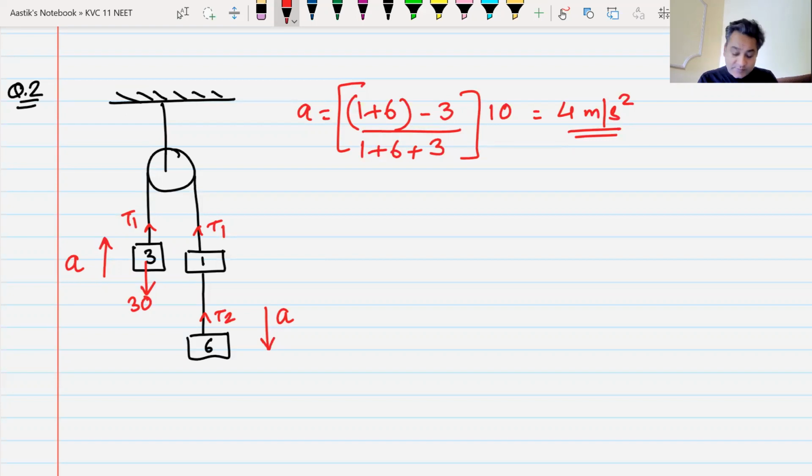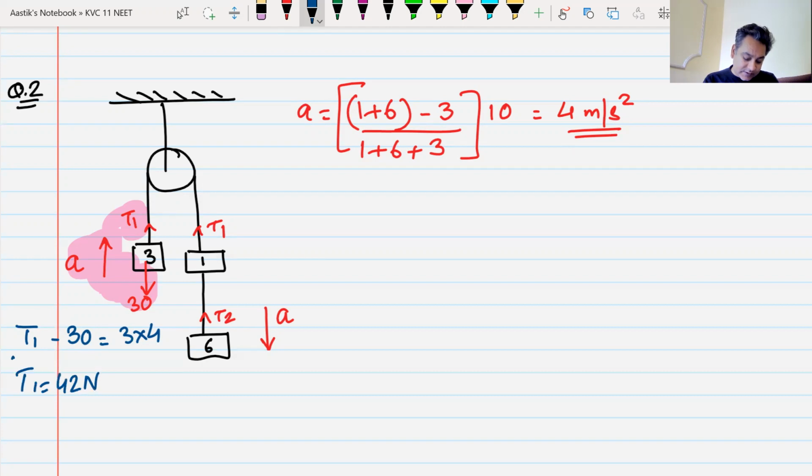And this is moving up, so you can write the equation of this block. What is the equation of this block? T1 minus M1 into G is equal to M1 into A. T1 minus 30 is equal to M1, M1 is 3, 3 into A. So T1 becomes 42 newtons. Well done, bacha. Can you get me the value of T2 now?